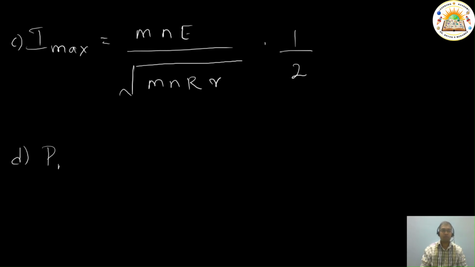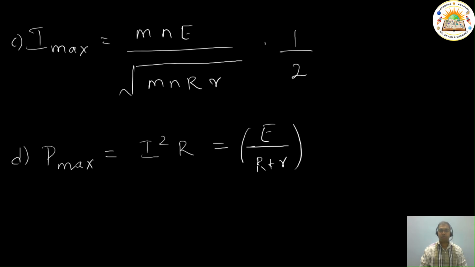If we have maximum current, we can calculate maximum power also. So max power will be equal to nothing but I square R, which is equal to E divided by capital R plus small r, the whole square into capital R.